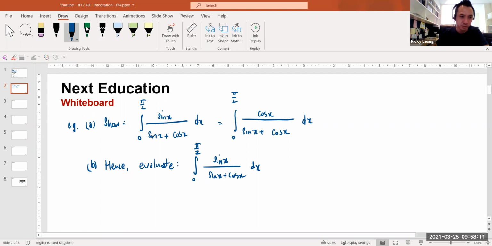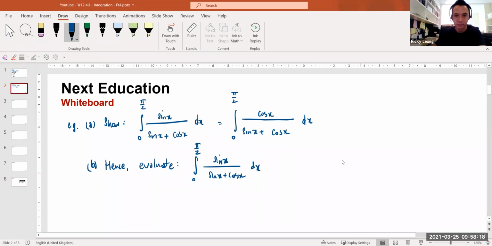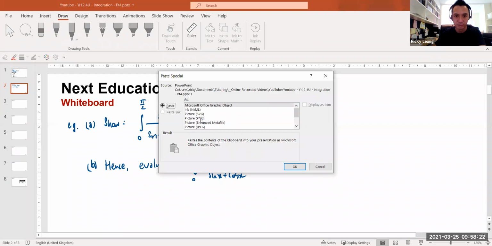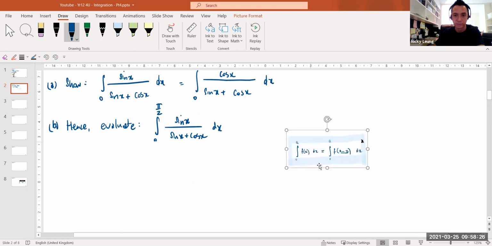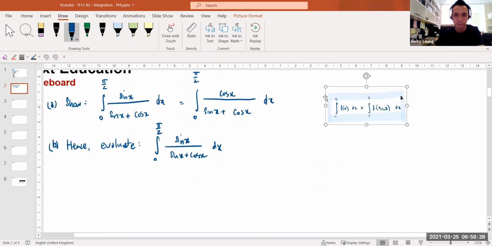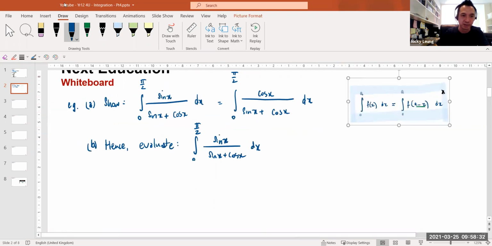Now, I'm just going to go back a slide and copy and paste this formula so I can have it readily available. I'll paste that as a JPEG over here, so I can shrink it. Yeah, a bit too small. Let's make it big. There's my formula.